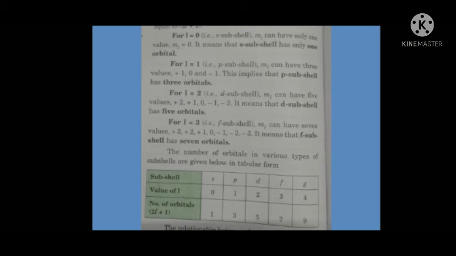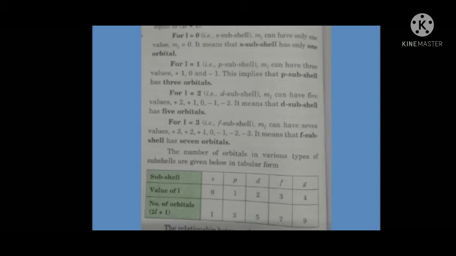L is equal to 2 means d subshell. And if L is equal to 2, this magnetic quantum number has values from minus L to plus L. That means minus 2 to plus 2 including 0. So which are the values? Plus minus 2, minus 1, 0, plus 1, plus 2. 5 different values are there. That means the d subshell contains 5 different orbitals. Okay. The d subshell has 5 different orbitals.